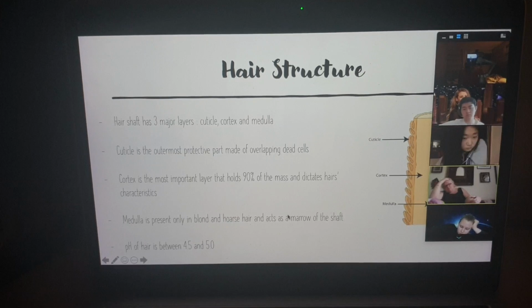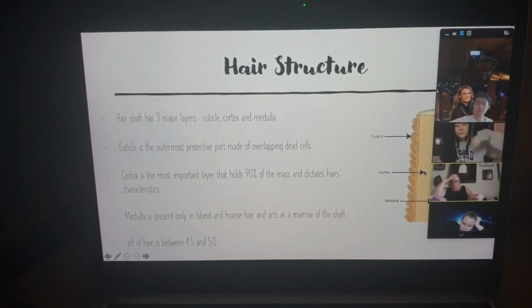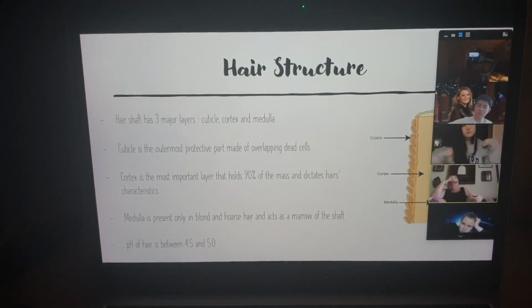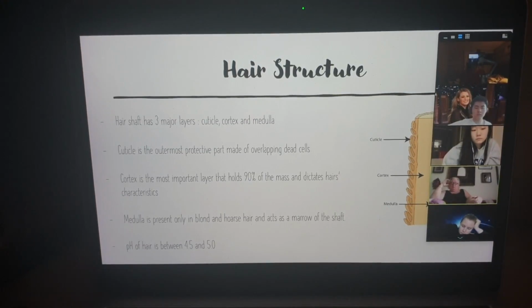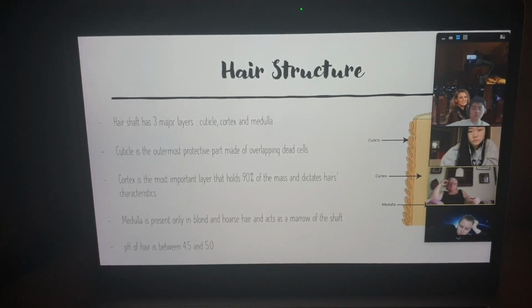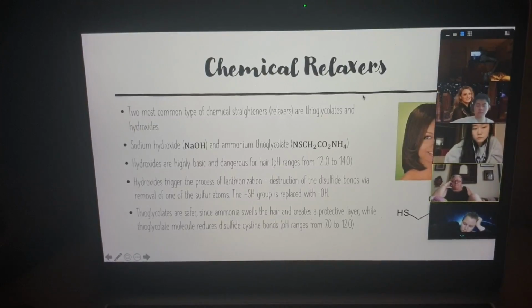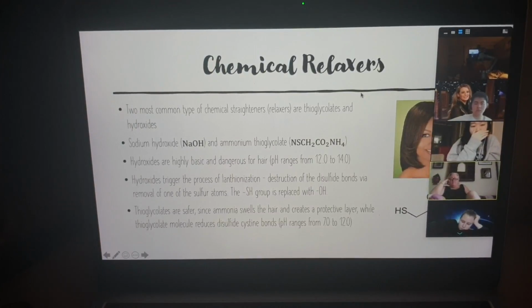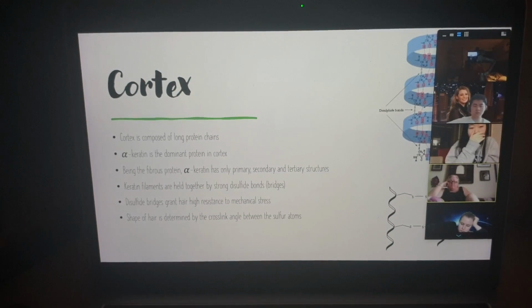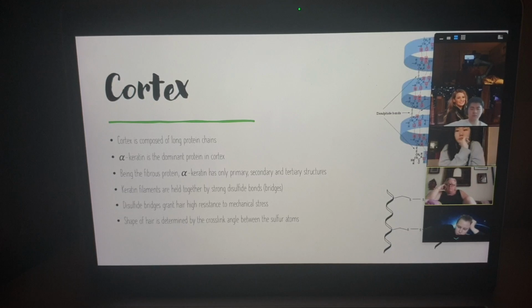It's present only in horse or blonde hair. And for future reference, the pH of hair is between 4.5 and 5.0. It's important to understand how relaxers affect it. Here's the cortex, the most important part of the hair. My research is mostly based on it.